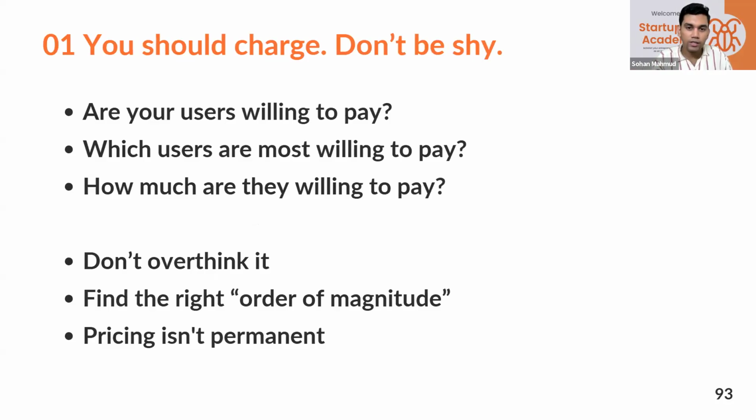One other thing that I think I already talked about, but you can also look into it, is which users are most willing to pay, and then target more on them. And don't overthink this part. Are your users willing to pay? Which users are most willing to pay? How much are they willing to pay? You don't need to overthink, just start, and then based on the process, you can customize and change day by day. That's how you find the right order of magnitude, because as I mentioned, pricing isn't permanent.